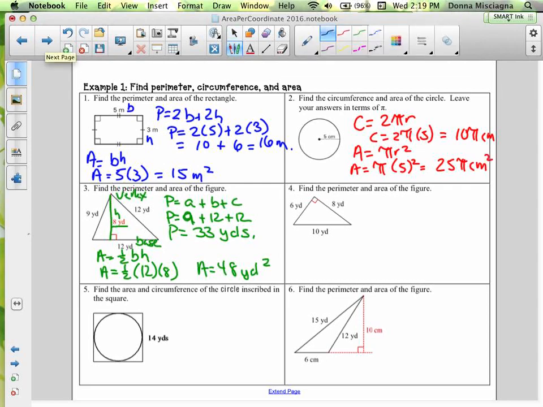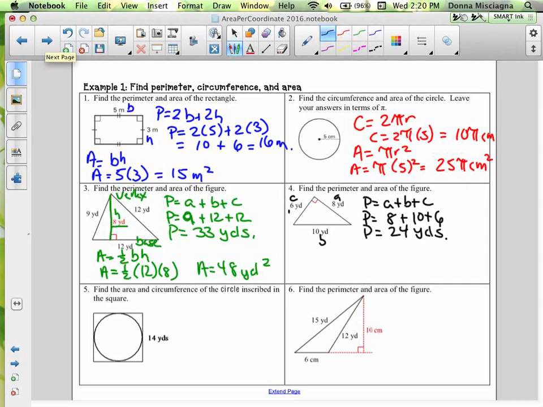Super easy. Now our perimeter, we'll just add up the 3 sides. It doesn't matter who's who, A, B, C. So we'd have 8 plus 10 plus 6, and so our perimeter is going to be 24 yards. Now, one of these, 6 or 8, is the base, and one is the height.